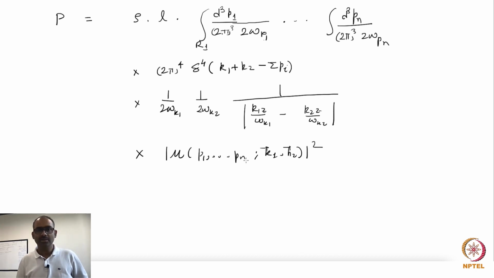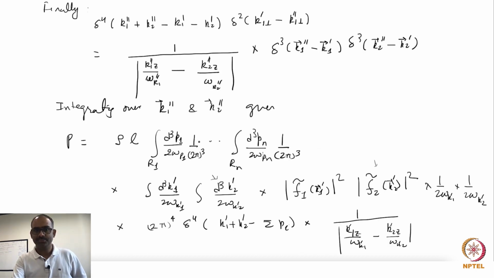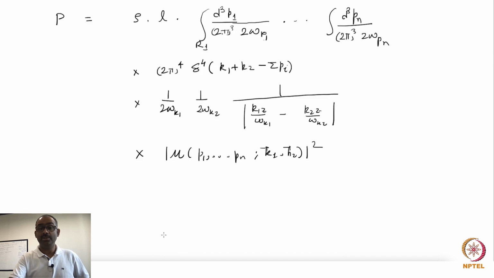because here I had missed writing down mod square. I will not write the arguments now. This factor should have been there. So this is what you get finally. It has become very nice and simple.